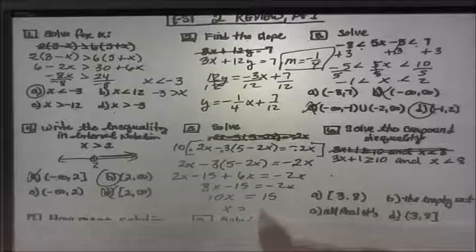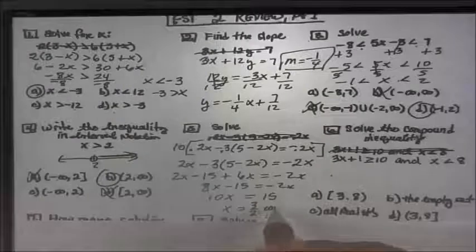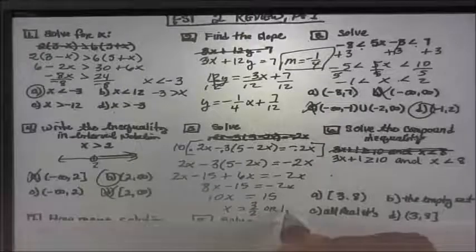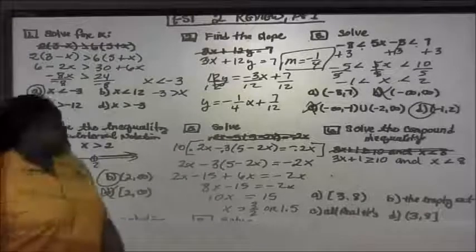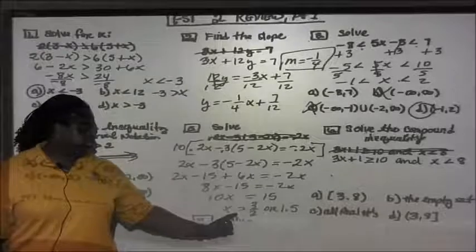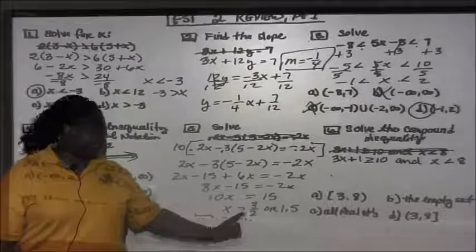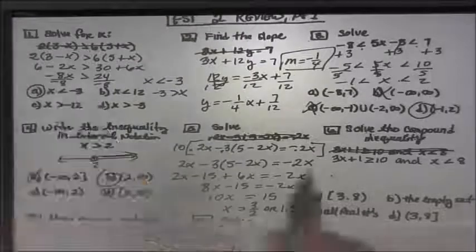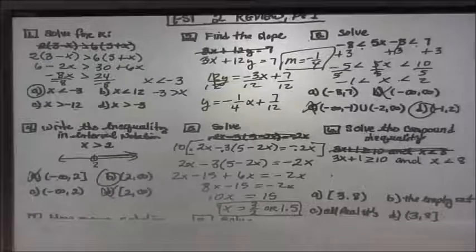What is it? 15 over 10, which can be reduced to 3 over 2, or what decimal? 1.5. Why did I give you the decimal point? Because after you finish solving this problem and you don't see your simplified fraction, you may see the decimal representation. So either one. They're not going to have both. They're going to have one or the other.